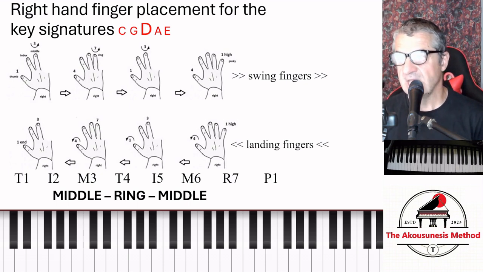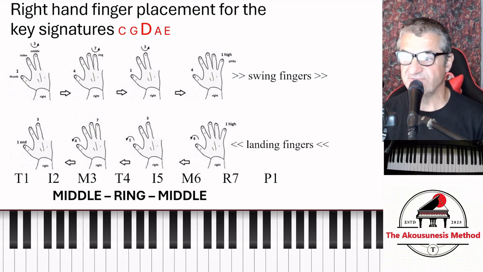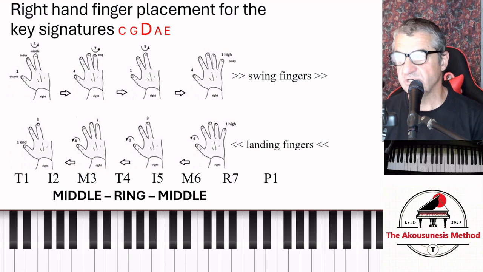When we're going up, we can read the formula as T1, I2, M3 going upwards. And when coming down, we can read it the other way, P1, R7, M6. First thing to note is the swing points rising, which are the middle finger and ring finger, on the intervals 3, 7, and 3. And the landing points, on the 3, 7, 3 intervals, are again the middle and ring fingers. So let's see how that works.